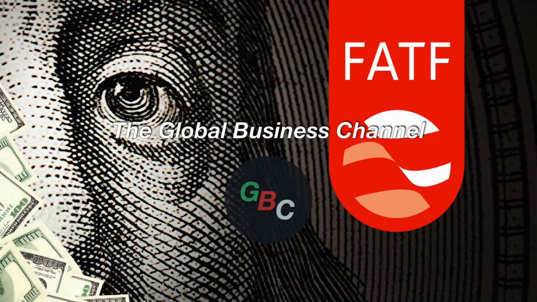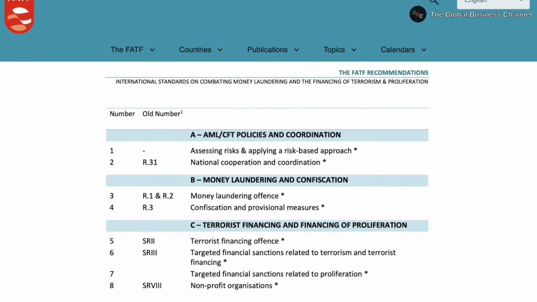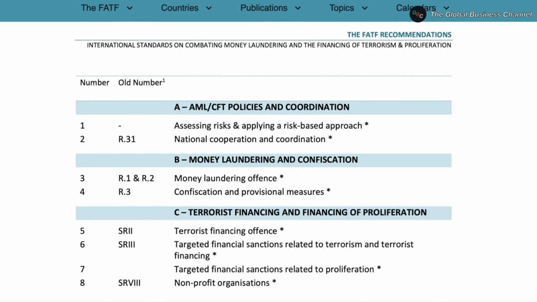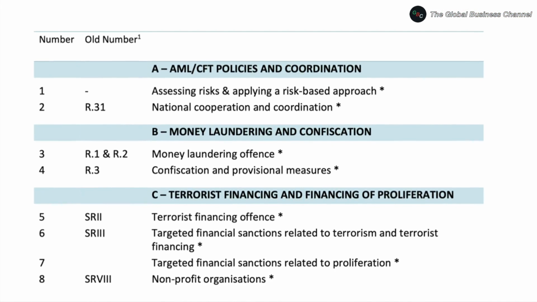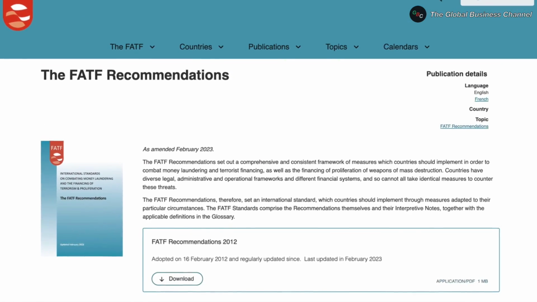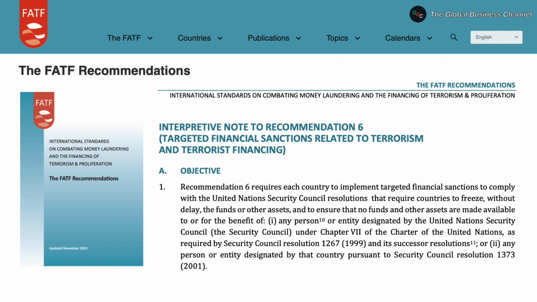In this video, we'll be discussing Recommendation 6 of the Financial Action Task Force's 40 recommendations concerning targeted financial sanctions related to terrorism and terrorism financing in Part C of the FATF Recommendation Handbook. Additionally, we'll be reviewing the 13 interpretative notes accompanying Recommendation 6, found on pages 45 to 52 of the handbook.